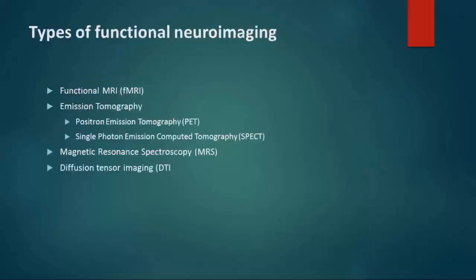For the types of functional neuroimaging, we have the functional magnetic resonance imaging. Then we have the emission tomography. Under the emission tomography, we have 2 main types: the positron emission tomography and the single photon emission computer tomography. We also have magnetic resonance spectroscopy and diffusion tensor imaging. For magnetic resonance spectroscopy and diffusion tensor imaging, we won't be discussing them in this class, but we'll briefly talk about the various other types of functional and structural neuroimaging.